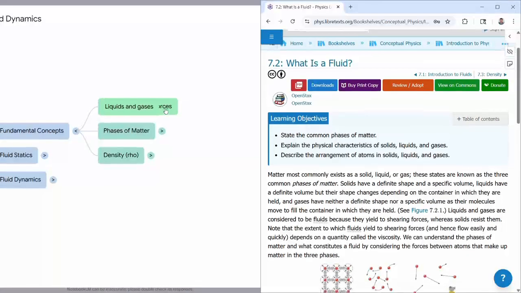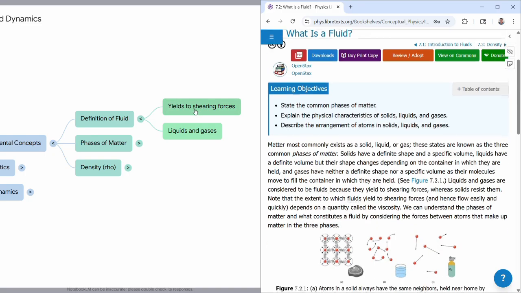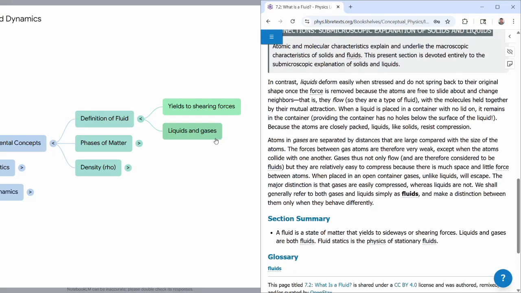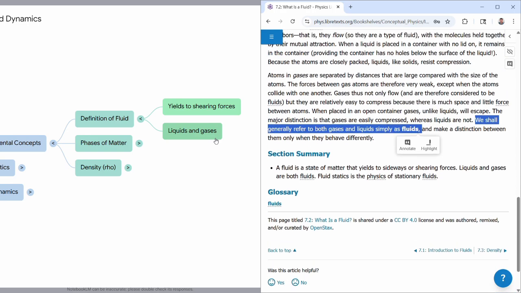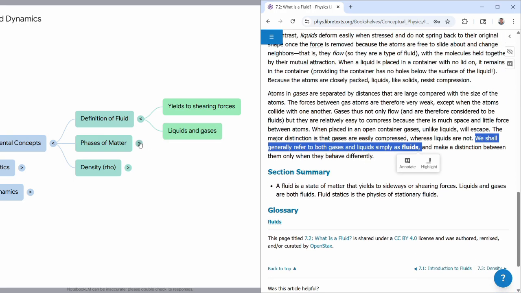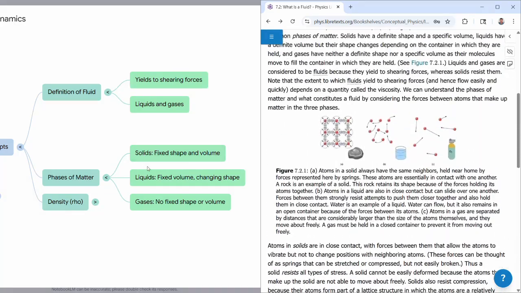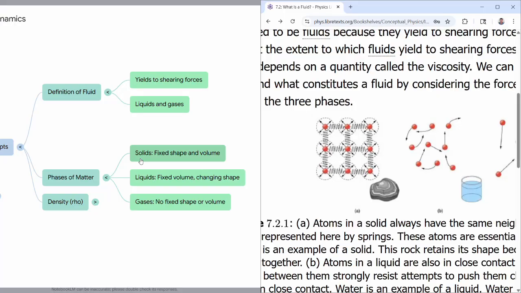And I think the textbook definition is a little more technical than I was expecting it to be. Yields to shearing forces. I like to think of fluids as liquids and gases, states of matter that flow. Water is a fluid, air is a fluid. And while we are talking about phases of matter, you might have heard about the three phases of matter in a previous science class: solids, liquids, gases. Solids are what we have been dealing with up till now, even through rotation, rigid body motion.